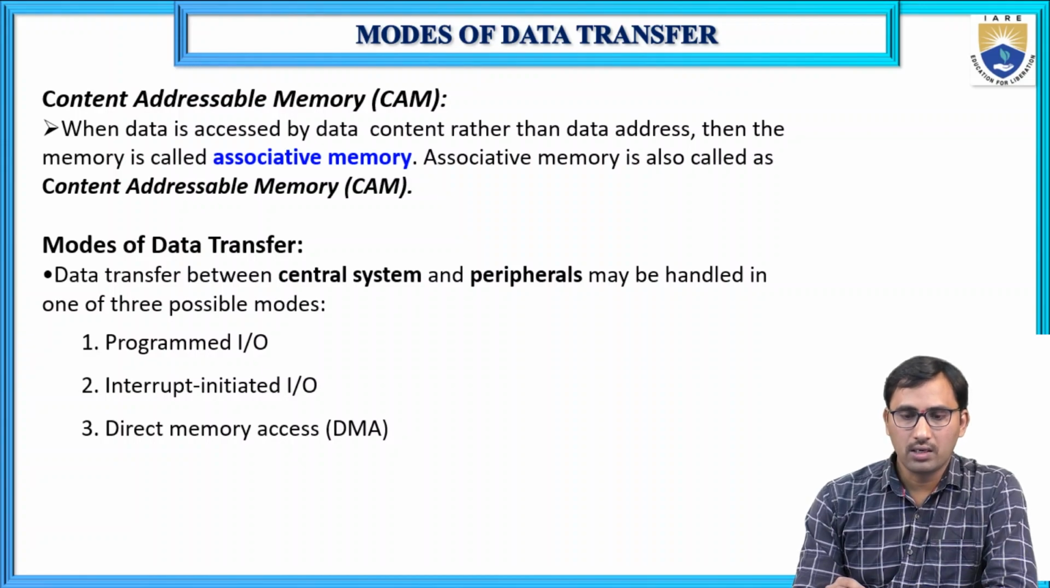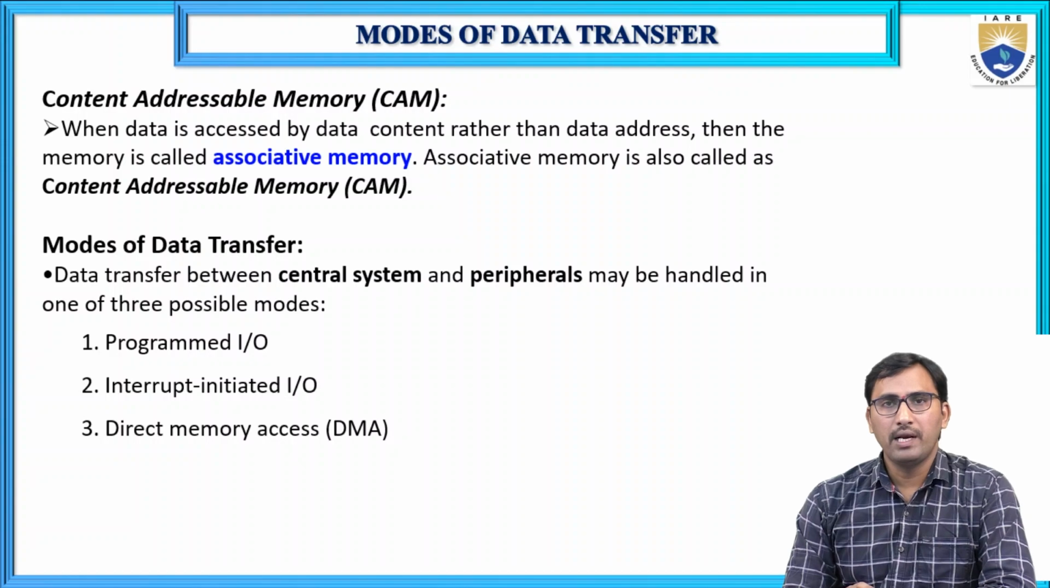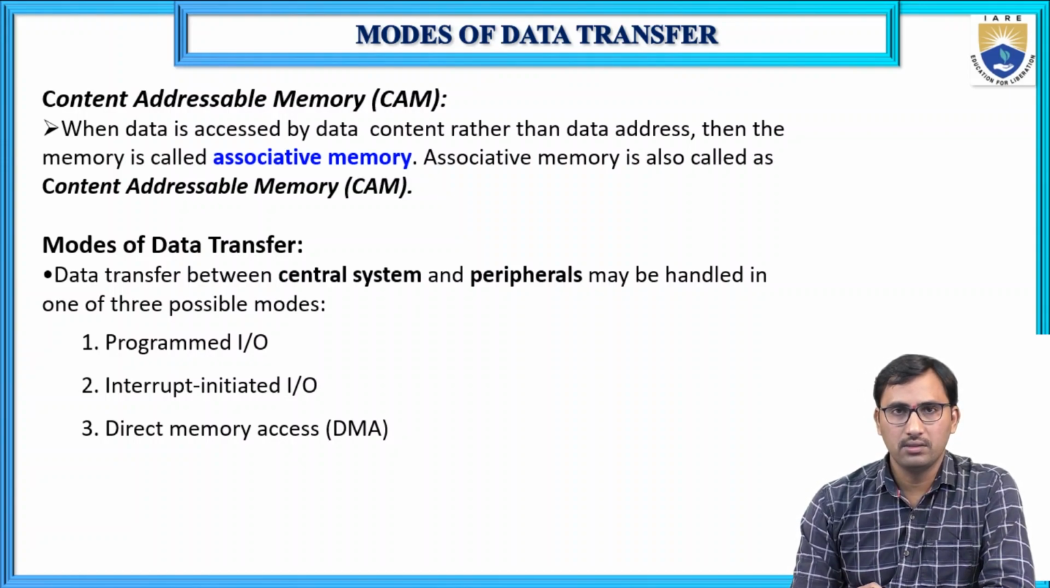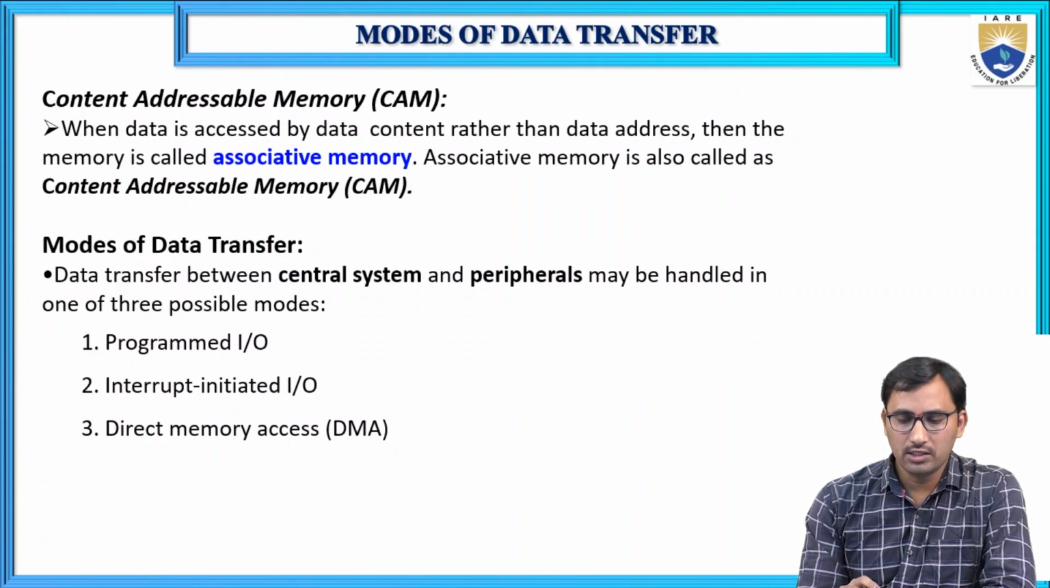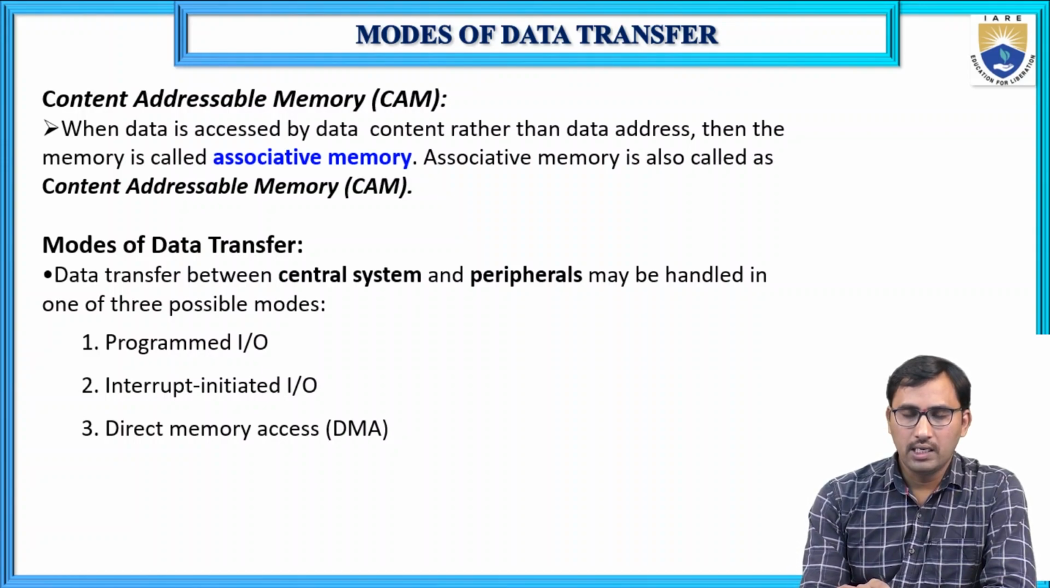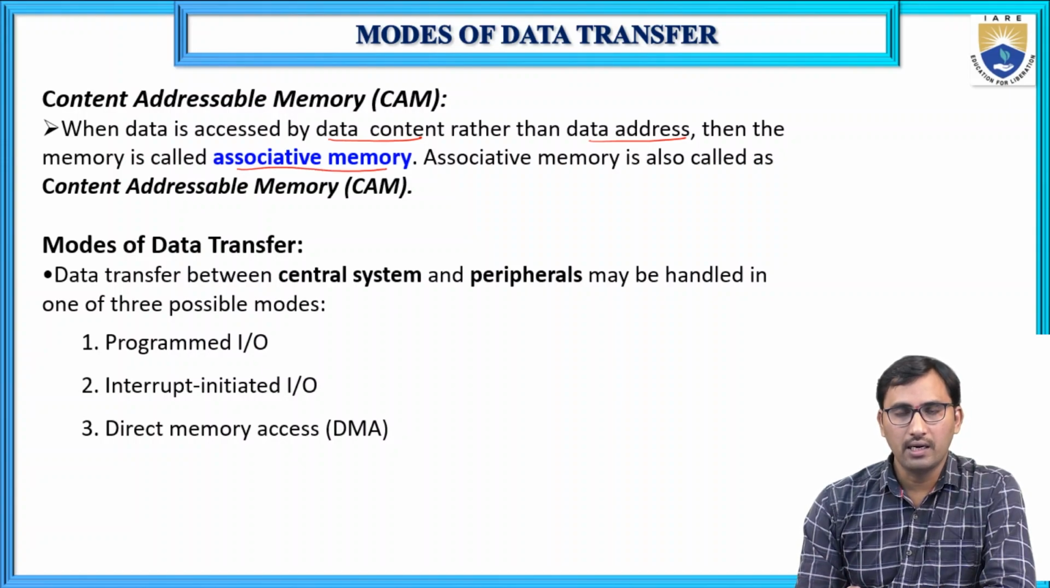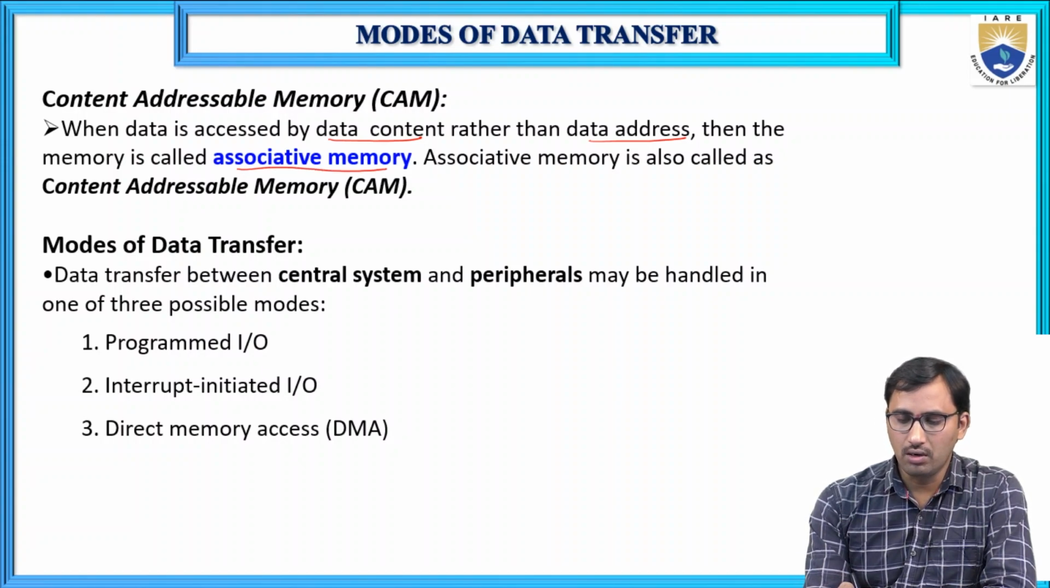And coming to the content addressable memory. In general, the memory can be accessed by using the memory address. But when the data is accessed by data content rather than the data address, then the memory is called associative memory or content addressable memory. Shortly we can call it CAM.